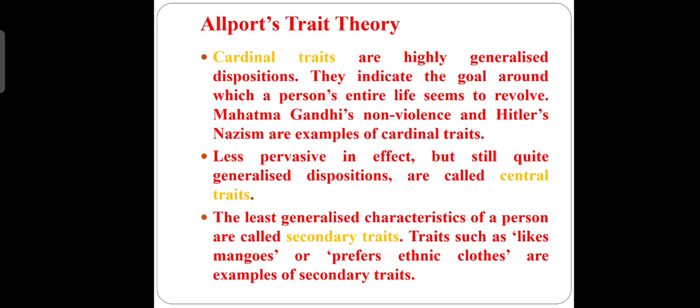Now central traits. Central traits are relatively less pervasive, for example, sociability, submissiveness, dominance, etc. And now secondary traits. Secondary traits appear in specific situations, are specific traits, and of course narrow in effect. This kind of trait plays a very minor role. Suppose, for example, someone who prefers ethnic clothes, etc.